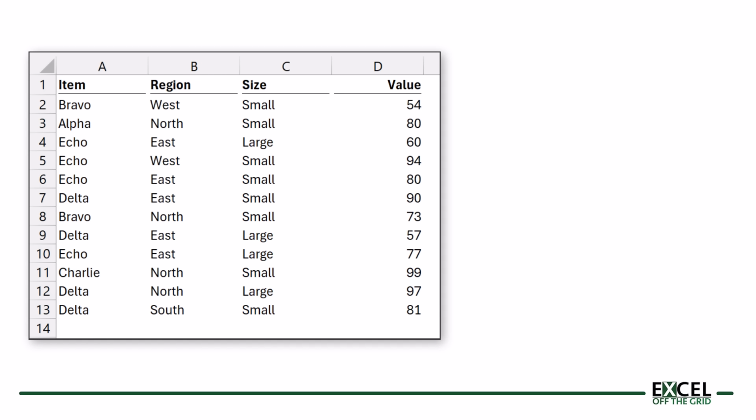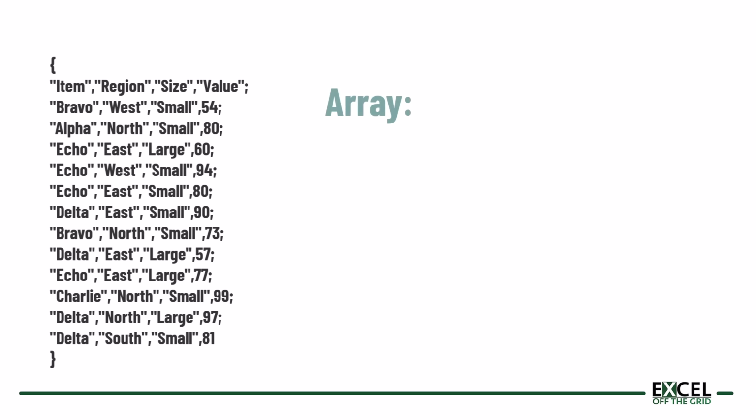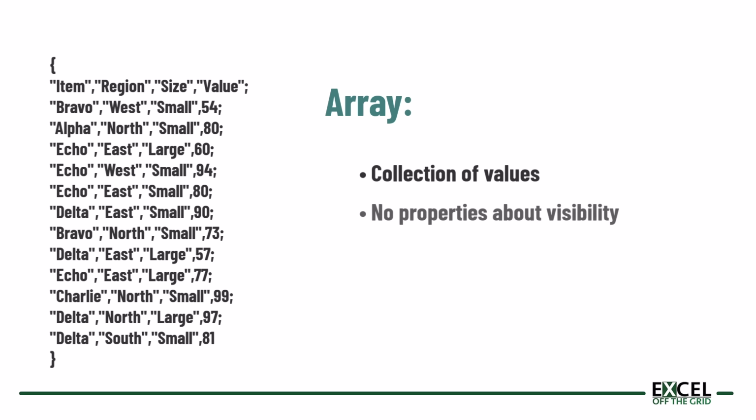The distinction here is important. A range has visible presence on the grid, and each cell has a coordinate of the column letter and the row number. Therefore, we can refer to any value. And because these items have presence on the grid, Excel knows whether that row is hidden or not. But if something is an array, that's just a collection of values. And those values don't have any properties around visibility. That array exists in memory. It doesn't exist on the grid with any visible presence.